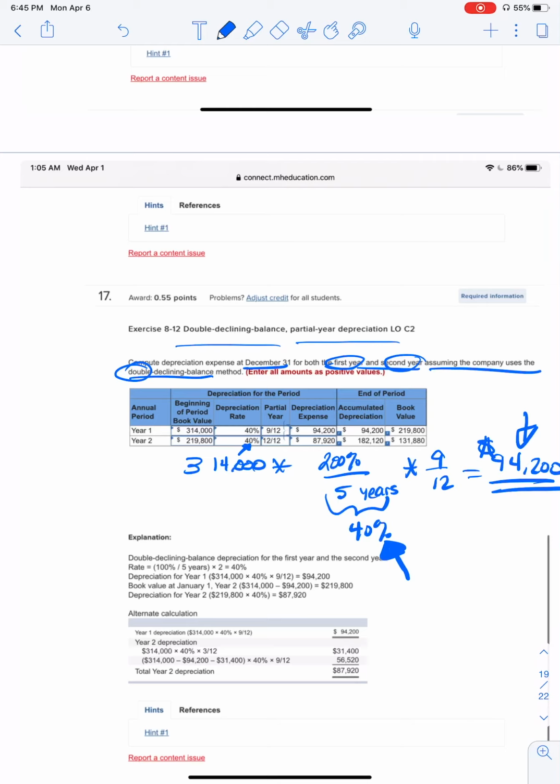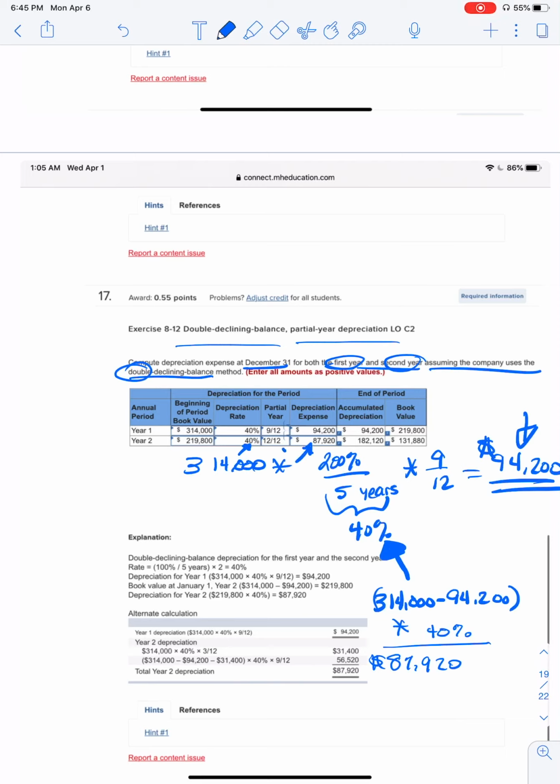Now for year two, what we're going to have to do is take that beginning balance of 314, back out the depreciation we've already recorded of 94,200. Then we'll multiply that times my 40%, and that will give me $87,920 in depreciation expense for year two.